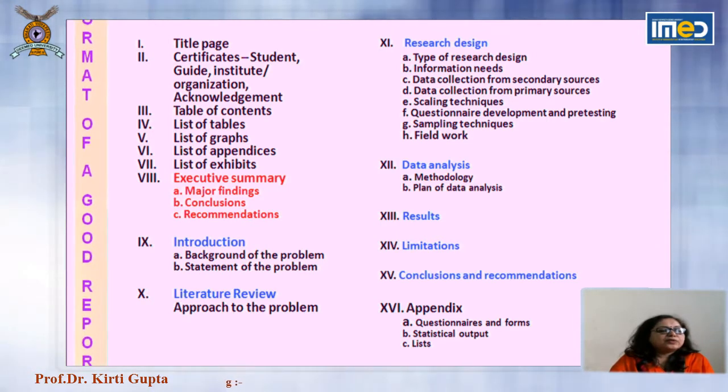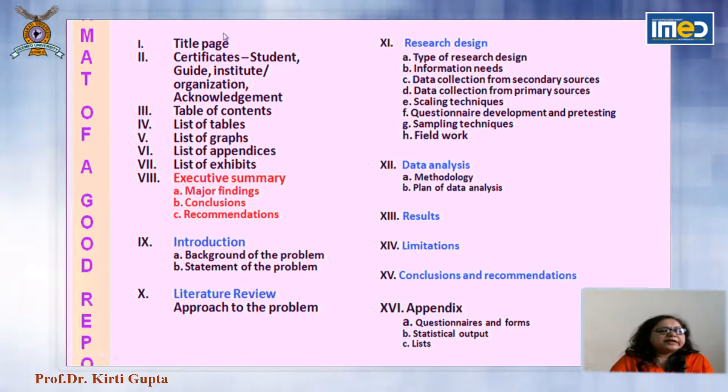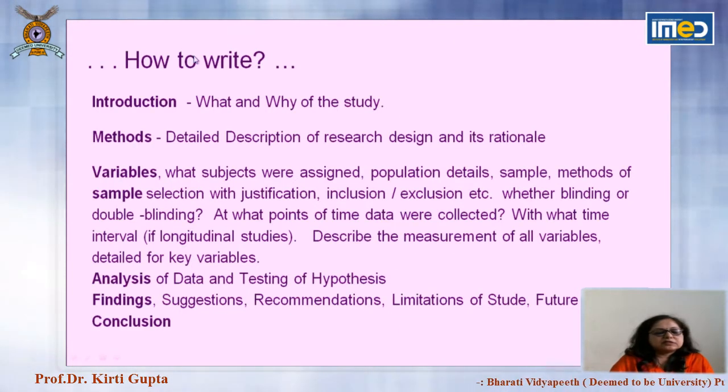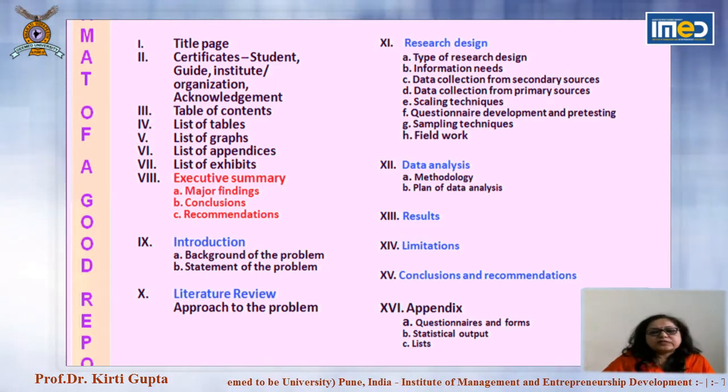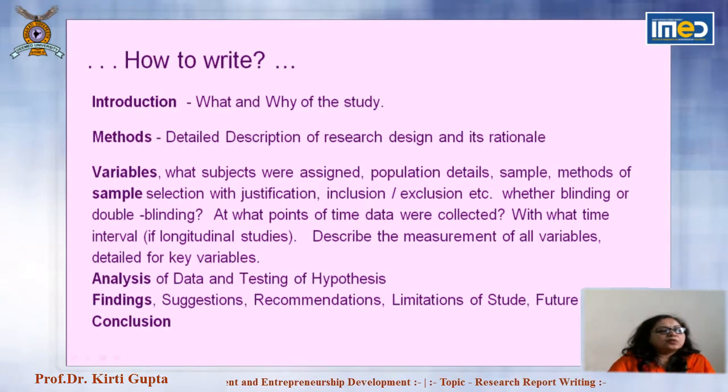Let us have a look at how to go into detail with each one of them. The title page has to be made very clearly, in the sense that it should clearly give the title of the project, the student's name, the guide's name, etc. And then later on you have the certificates. As per each institute, the certificates may differ. The table of contents should be made very clearly, along with the title, the details, and the page numbers. Likewise, the list of graphs, appendices, executive summary, etc. should be included.